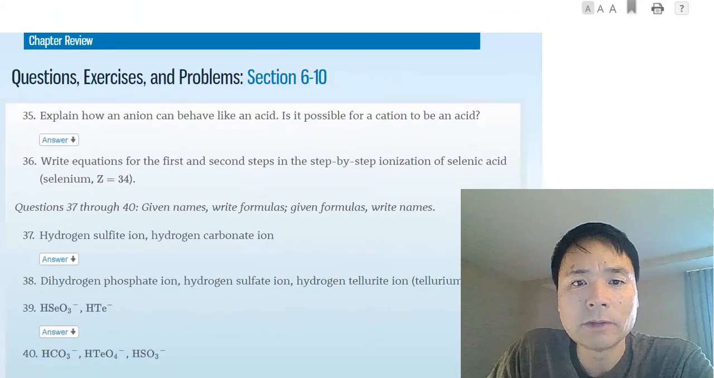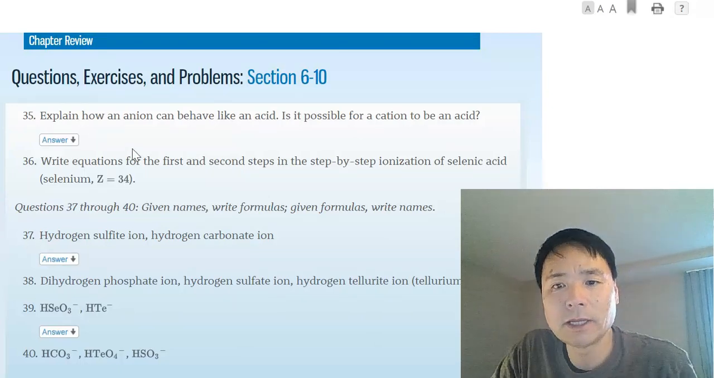All right, explain how an anion can behave like an acid. Is it possible for a cation to be an acid? Okay, an anion can be an acid, yes.